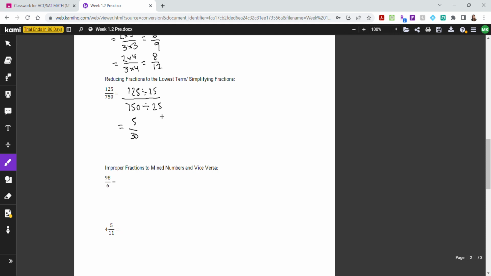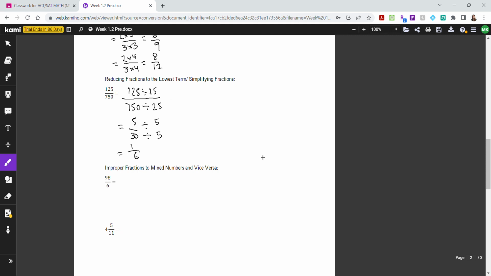And look, these can still be simplified even further. So we know that these two numbers can both be divided by 5, right? So we're going to do that. Then we're going to get 1 over 6, right? So that means 125 over 750, when you simplify it, will give you 1 over 6. Does that make sense?